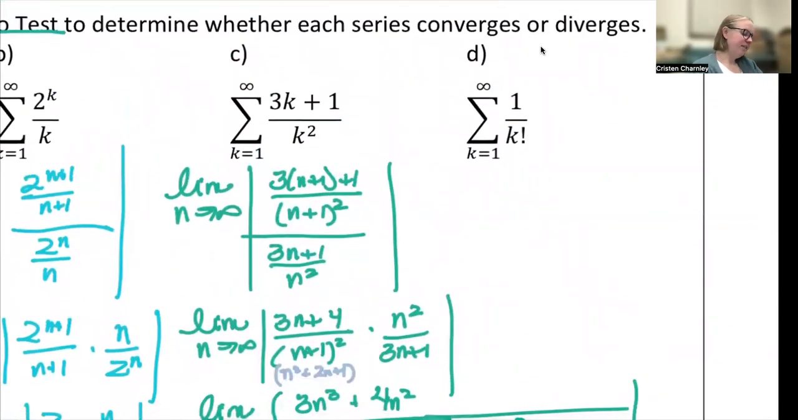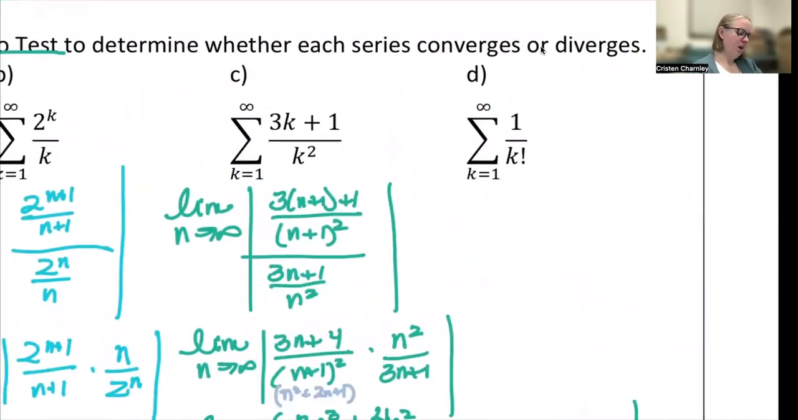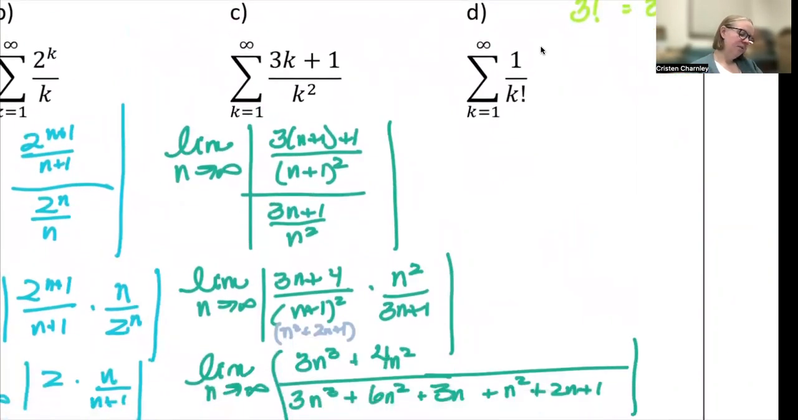And letter D, I have this exclamation point in there. So what does that mean? Your exclamation point is a factorial. So if you recall, 3 exclamation point is really 3 times 2 times 1. You multiply by 1 integer less each time. A lot of the times you see a factorial, that will actually be a ratio test.